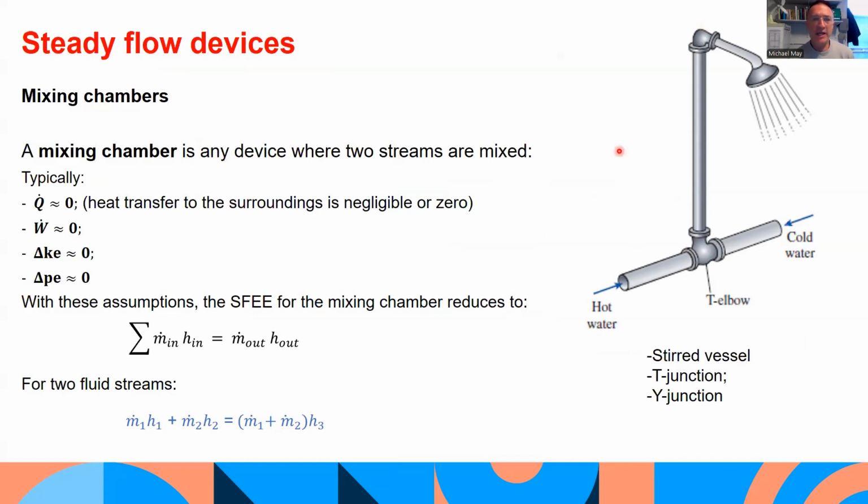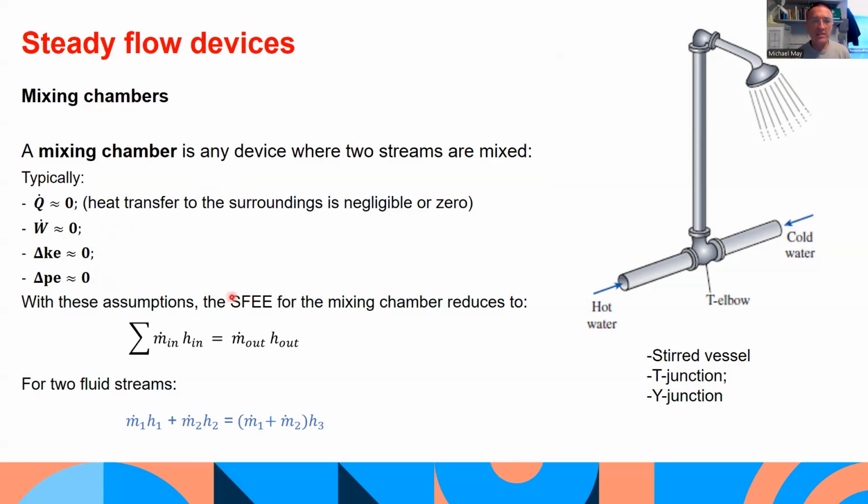This is a mixing chamber. A mixing chamber is a device where two streams are mixed. And typically there's no heat transfer, because the fluids are continuously moving and they don't get an opportunity to transfer heat to the surroundings, and the pipes may be insulated as well. There are no working parts, so there's no work being done. And the kinetic energy is not significant. Again, they're not moving at high velocities, and potential energy is generally regarded as negligible.